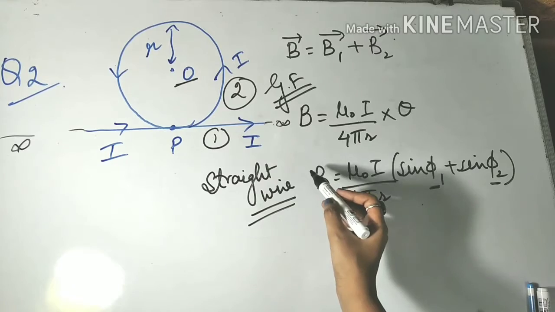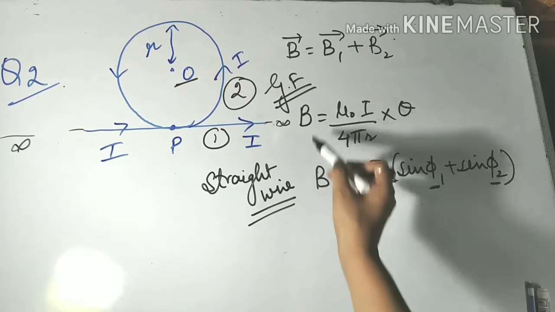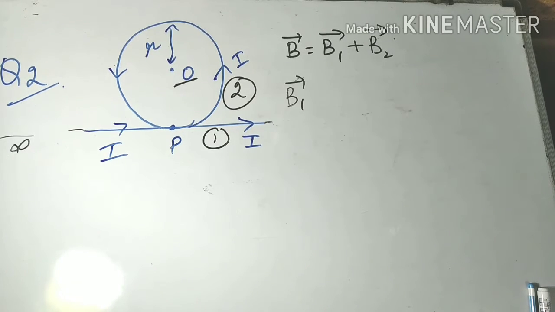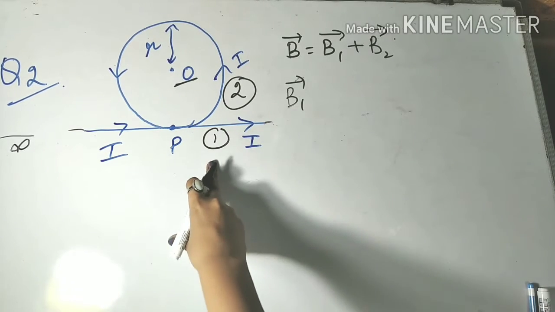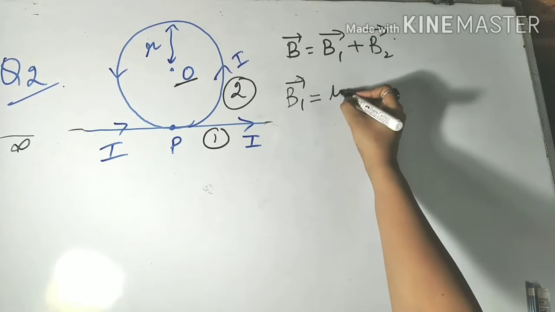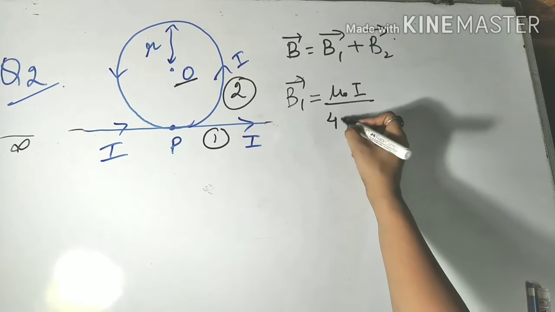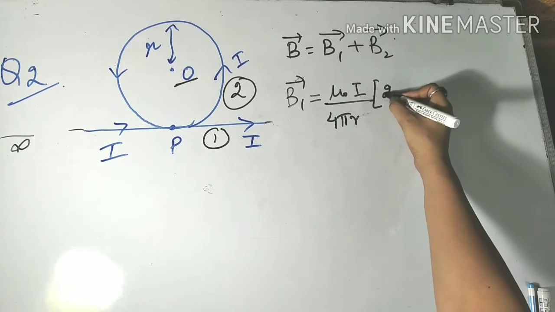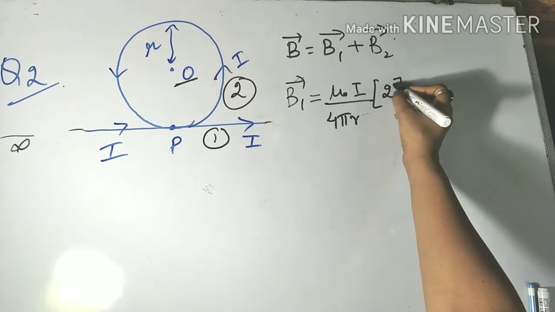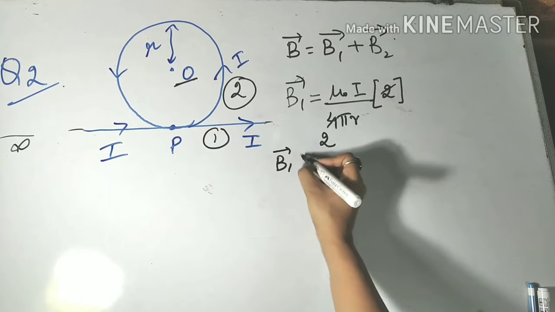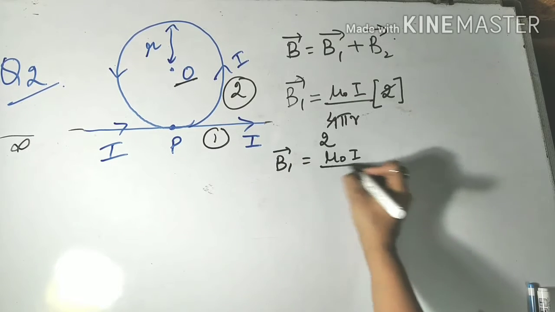So we are going to apply these two general formulas to solve this question. Here I am taking the first part, the straight line. My formula becomes mu naught I by 4 pi r into sine of 90 plus sine of 90. 1 plus 1 becomes 2, so it is 2 pi r. B1 vector equals mu naught I by 2 pi r.